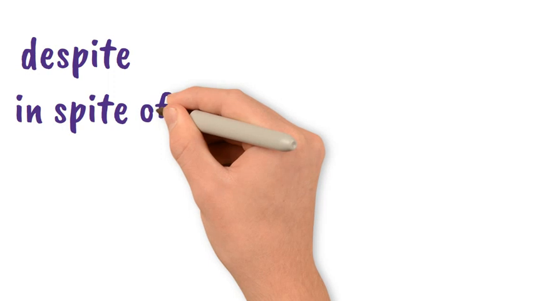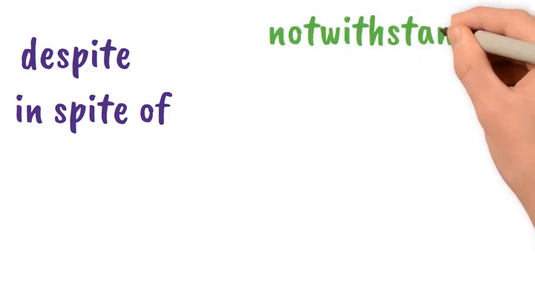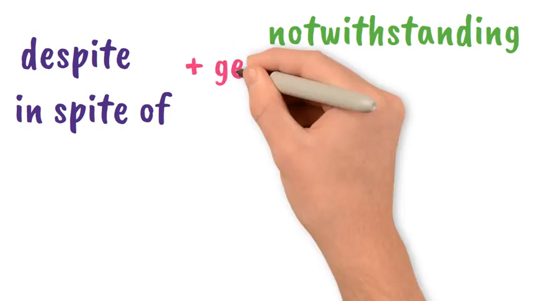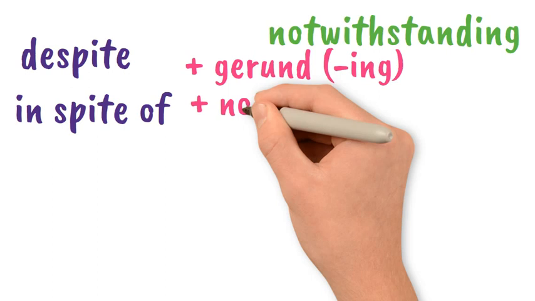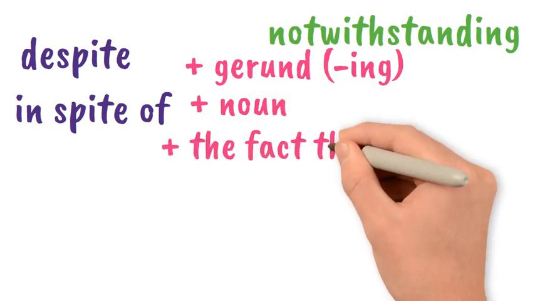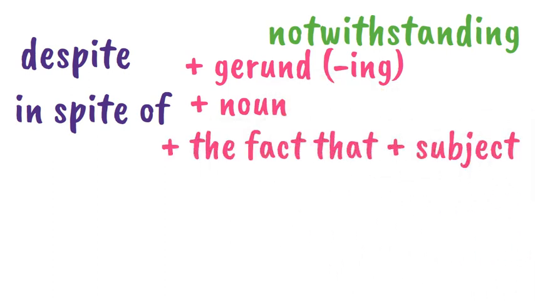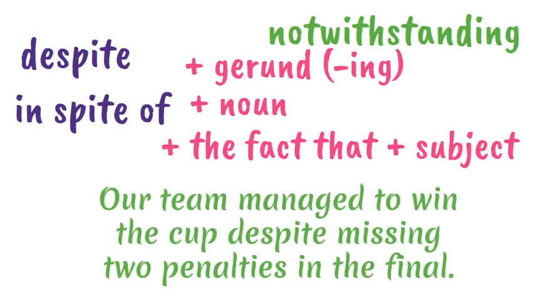Here you need to use either despite or in spite of, but don't mix the two together. They both mean the same thing, which is another way of saying notwithstanding. Both despite or in spite of will usually be followed by a verb in the gerund form, a noun, or the fact that plus a subject. Our team managed to win the cup despite missing 2 penalties in the final.